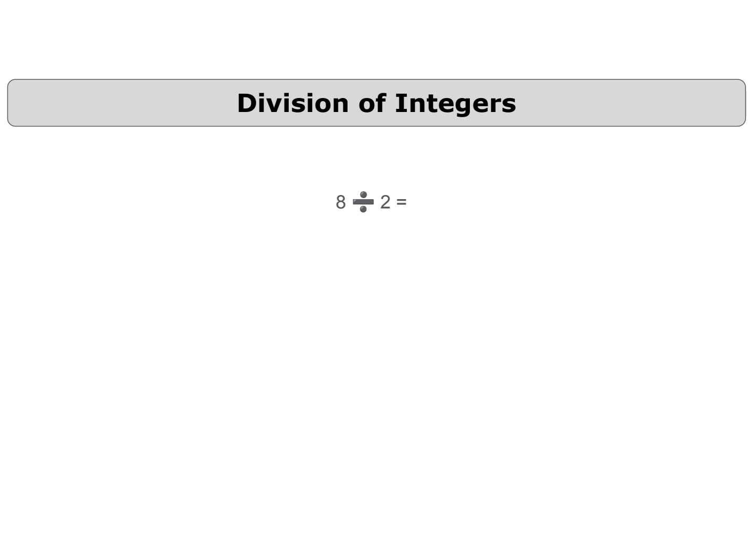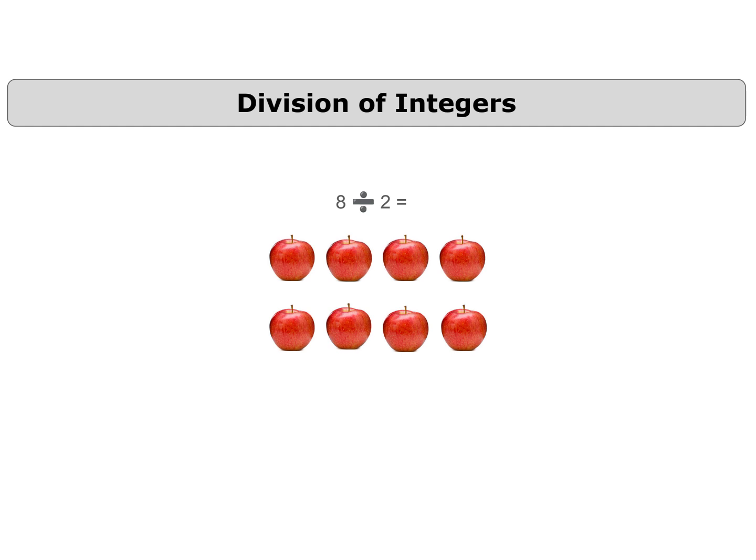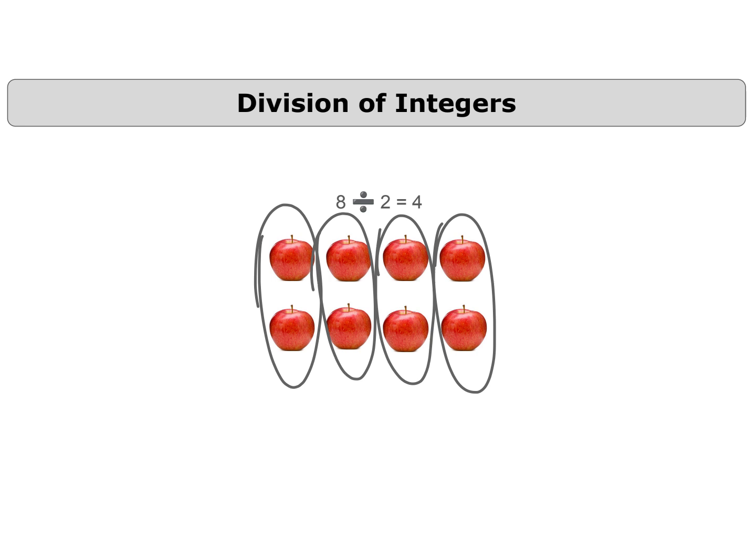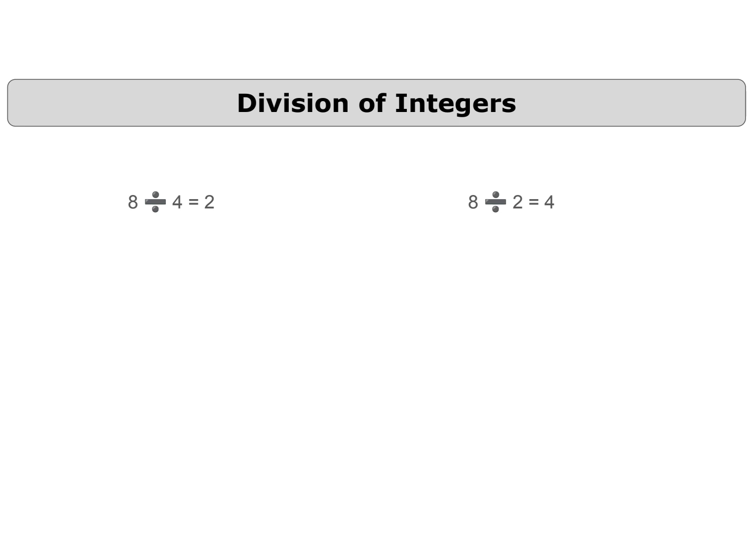If we have 8 divided by 2, then we are asking how many groups of 2 are in 8. So if we have 8 apples, how many groups of 2 apples could we make? And we see we could make 4 groups of 2 apples. So we know 8 divided by 4 is 2, and 8 divided by 2 is 4. Therefore, 21 divided by 3 is 7, and 21 divided by 7 would be 3. We will be using that idea in just a minute.